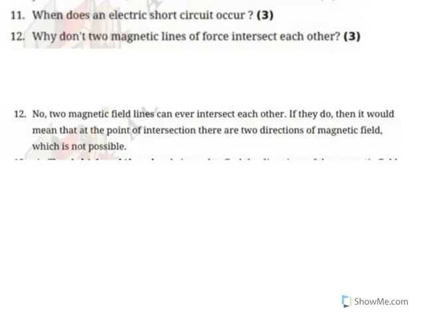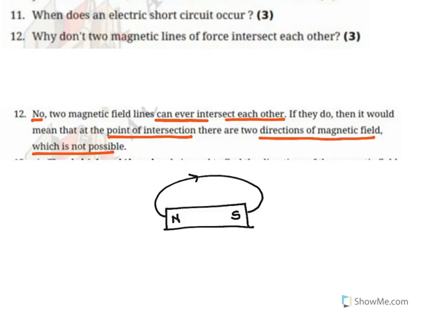Why don't magnetic field lines intersect? Or do they intersect? No, magnetic field lines never intersect. They can never intersect each other. If they do, then it would mean that at the point of intersection there would be two directions of magnetic field, which is not possible. So here's a magnetic field line, and at every point the field line direction at this point will be here. At this point the direction of the field line will be a tangent to the curve. At this point it would be again a tangent to the curve.